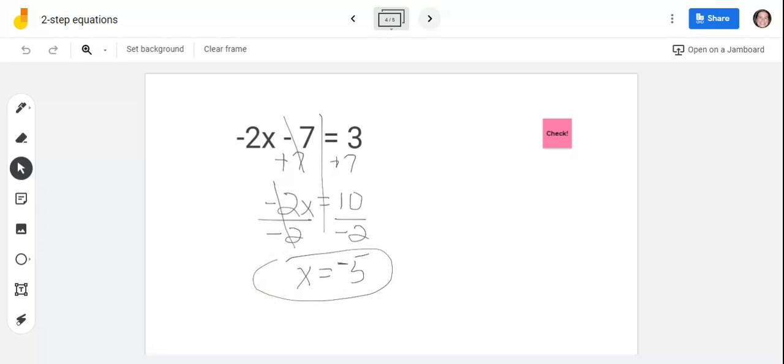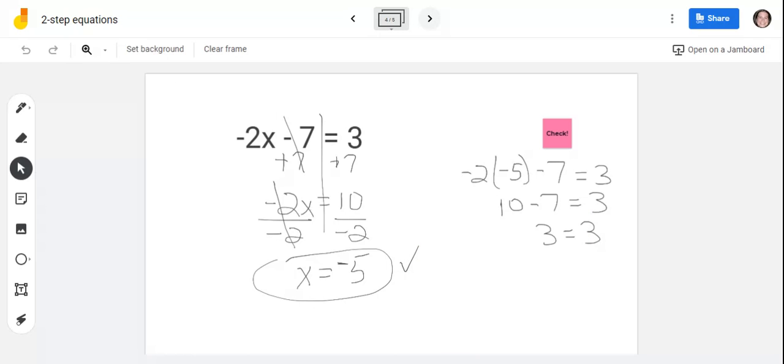Be really careful when you do your check step. The only thing that we're replacing is the x. Everything else will stay exactly the same. So -2 times what I think the answer is, -7 equals 3. So many negative signs. -2 times -5 is +10. 10 minus 7 is 3. And 3 equals 3. So I'm good.